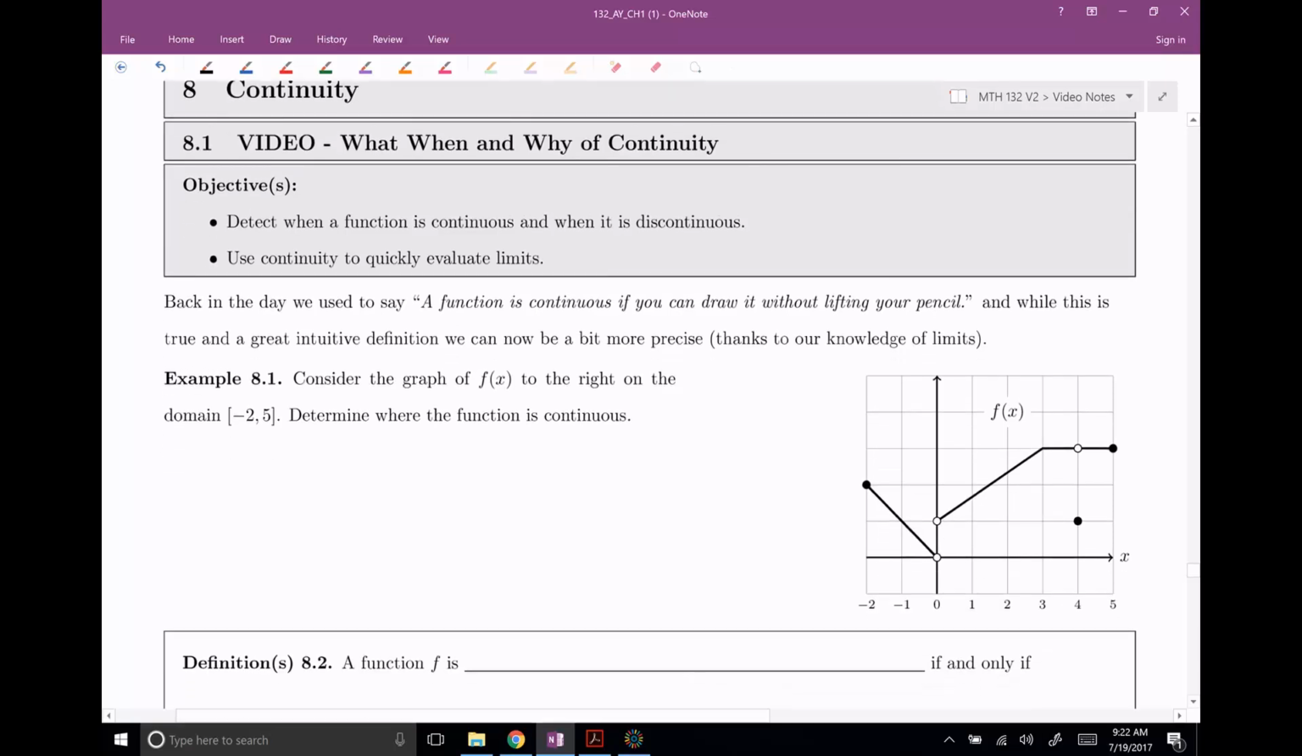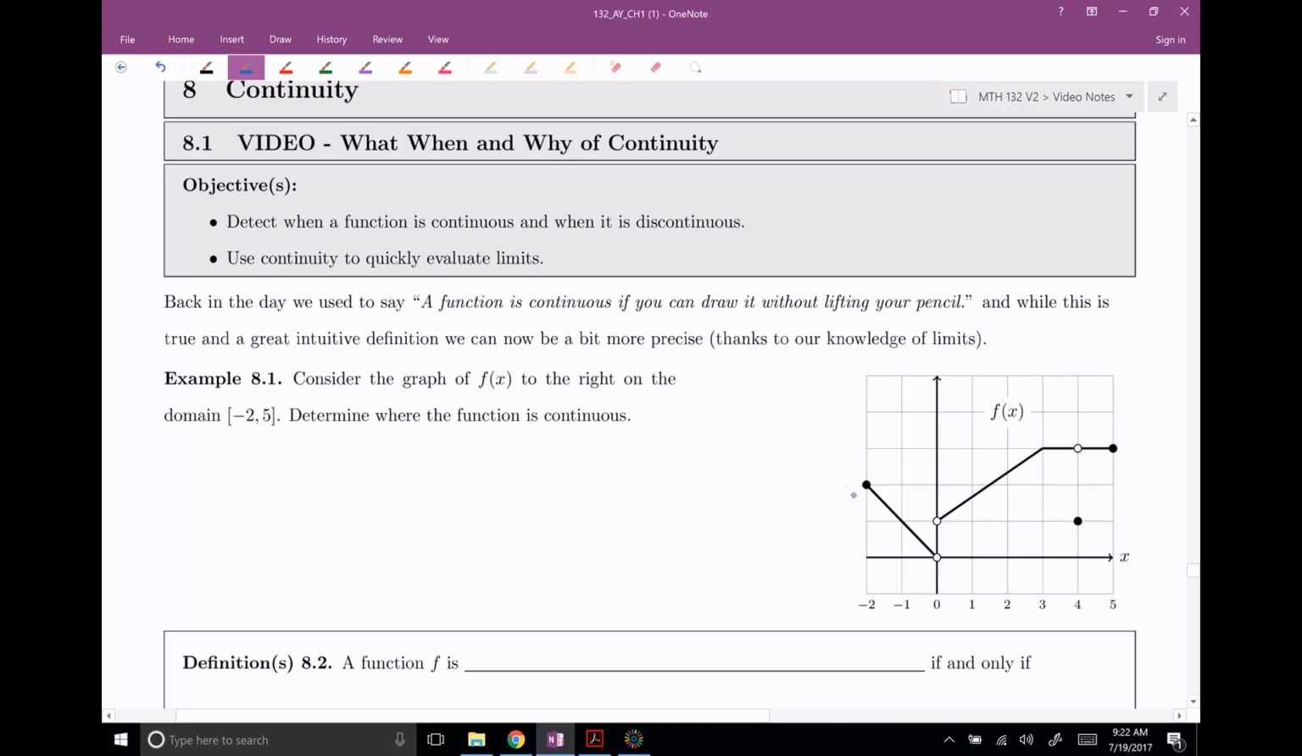So, back in the day, we used to say something along the lines of a function is continuous if you can draw it without lifting your pencil. And yes, this is true and a great intuitive definition, but we can be more precise now that we know something about limits. So, in this example, let's get a little bit of practice talking about continuity. Consider the graph of f of x to the right on the domain from -2 to 5.